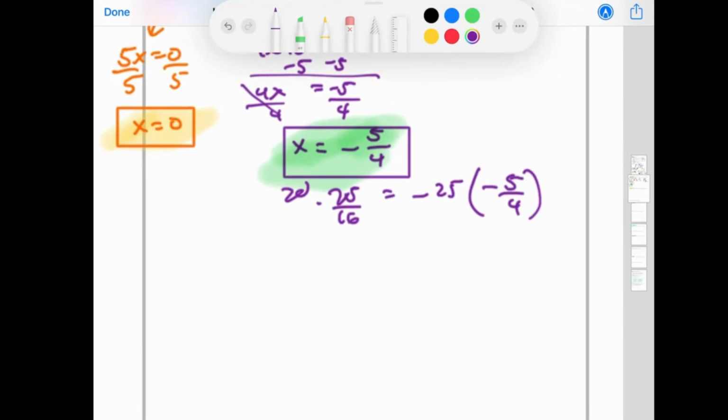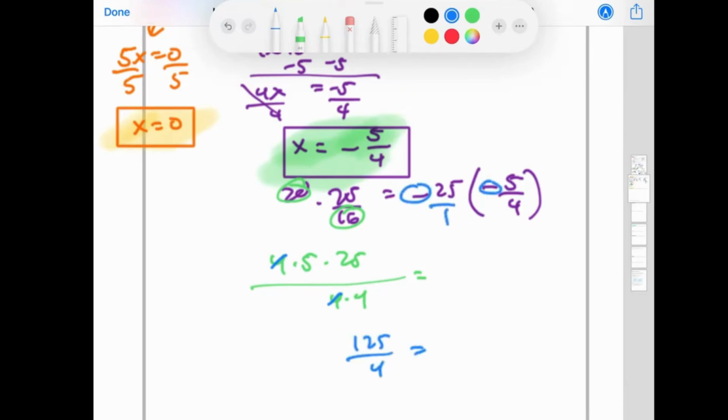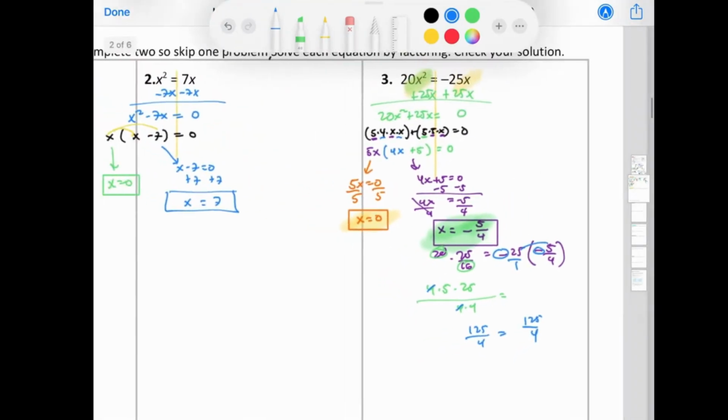Okay, so 20 is 4 times 5. 16 is 4 times 4. Let's see what happens. Okay, on this side, my 4's cancel, so I'm left with 125 over 4. Negative times negative is positive. Multiply across, you get 125 over 4. So that works. That was checking my answer.